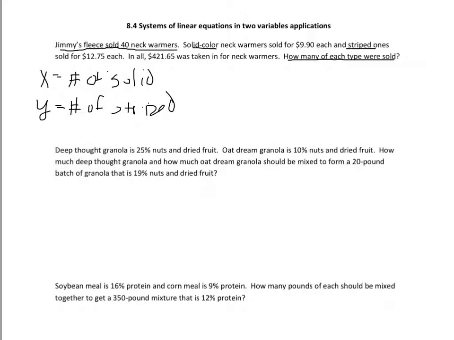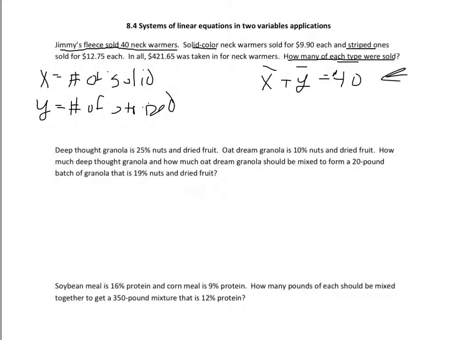So we go back and read, Jimmy's fleece sold 40 neck warmers. So the number of solid plus the number of striped is 40. From that we get x plus y equals 40. That is the equation we can derive from that. So what we have is neck warmers plus neck warmers equals total neck warmers. We're equating the neck warmers in this first equation.